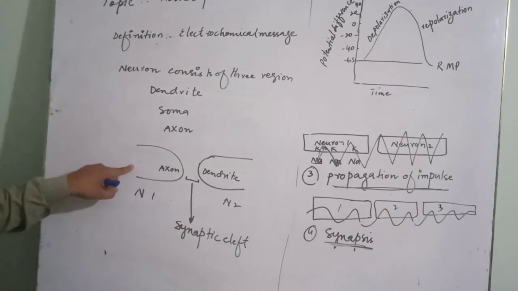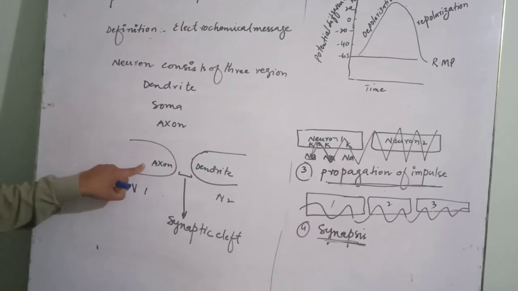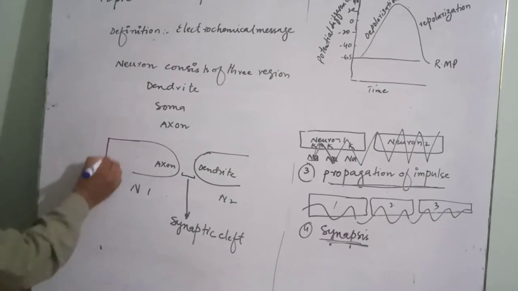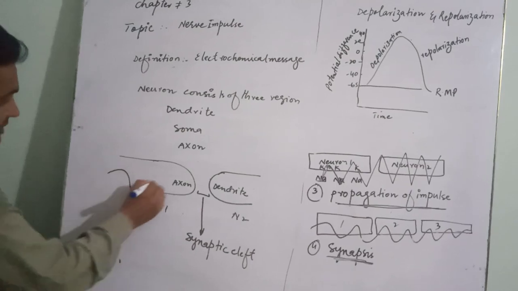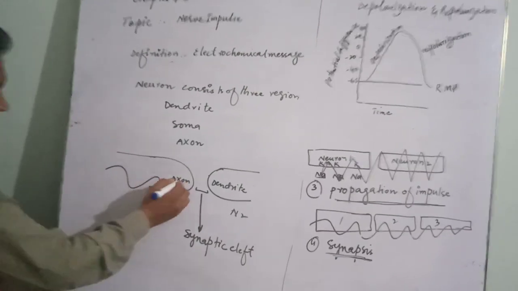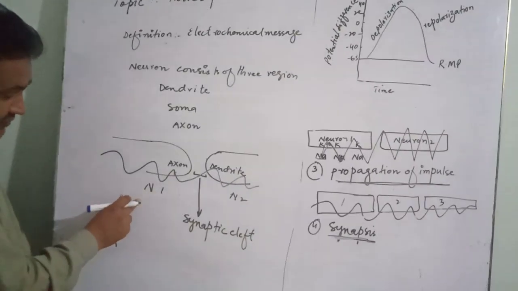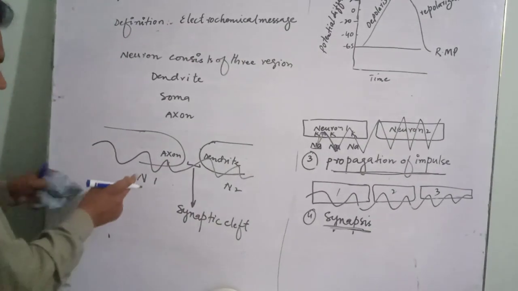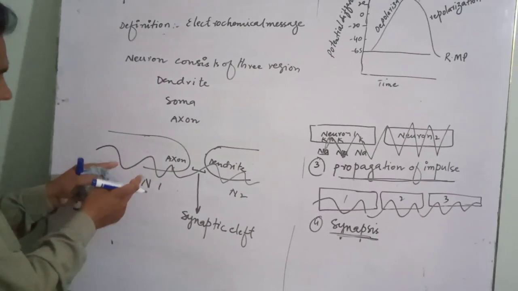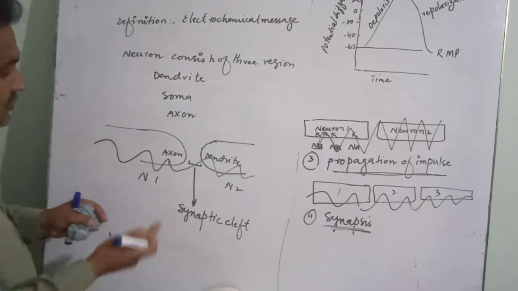How does an impulse travel from one neuron to another neuron? Suppose, see here, the impulse travels from one neuron, then it will travel to another neuron. It means it will travel from neuron number 1 to neuron number 2. How does it occur? When the polarity of the first neuron is changed, then some other changes also occur.